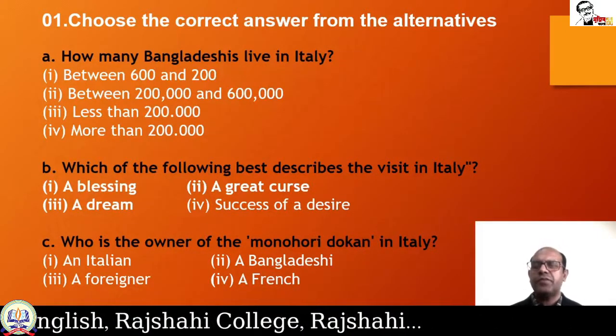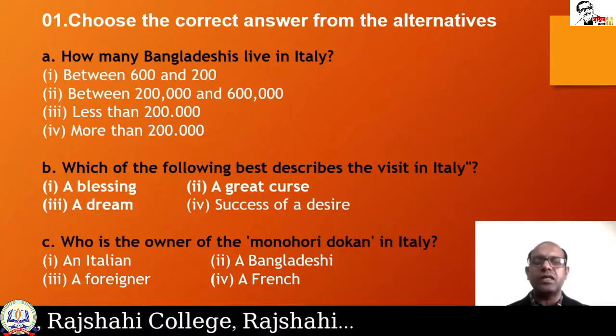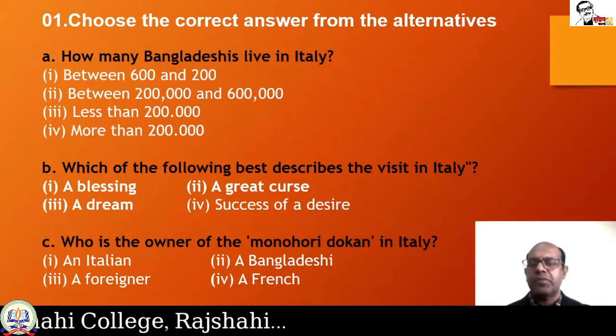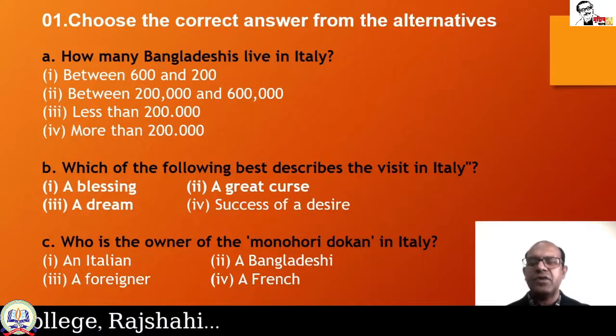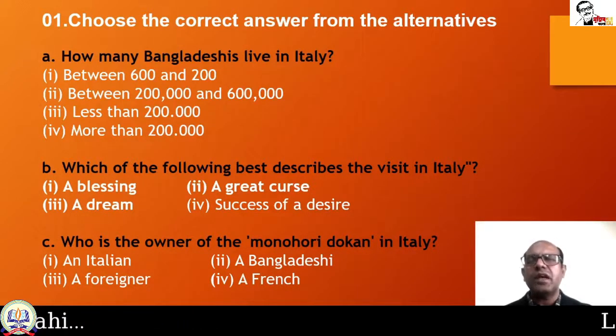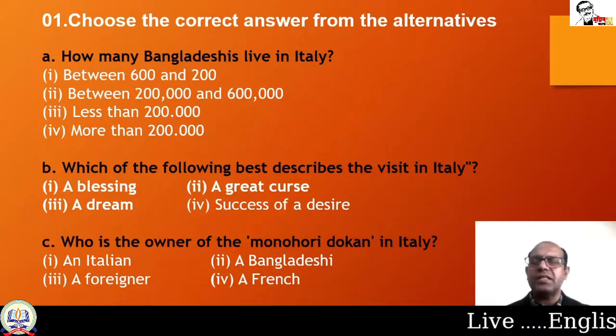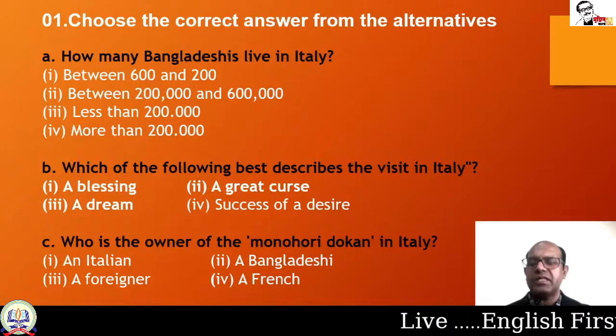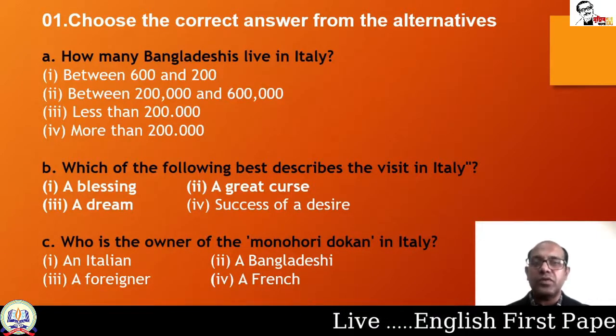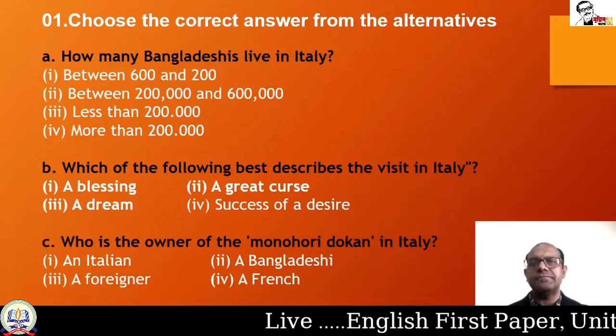Now question C. Who is the owner of the Monohari Dokan in Italy? Option 1, an Italian. Option 2, a Bangladeshi. Option 3, a foreigner. And option 4, a French. I think option 2, a Bangladeshi, is the correct answer. A Bangladeshi is the owner of the Monohari Dokan in Italy.